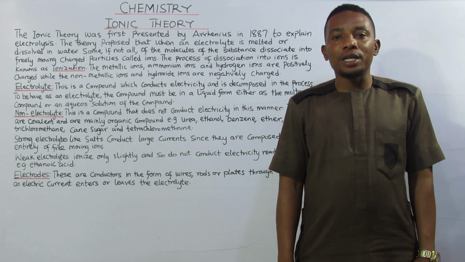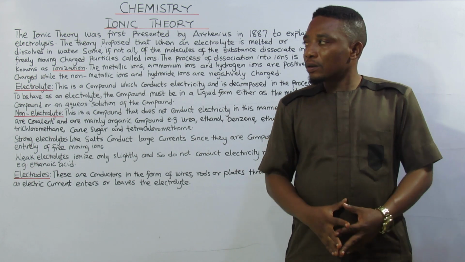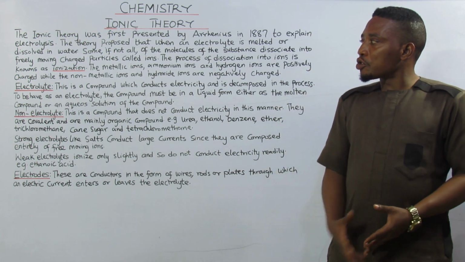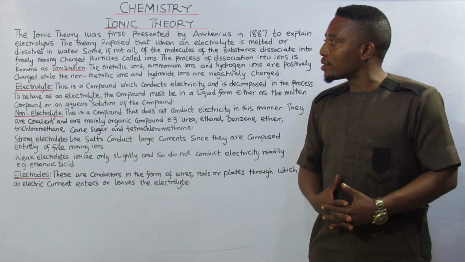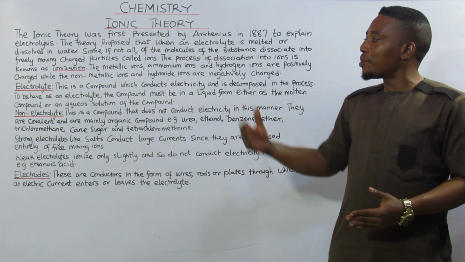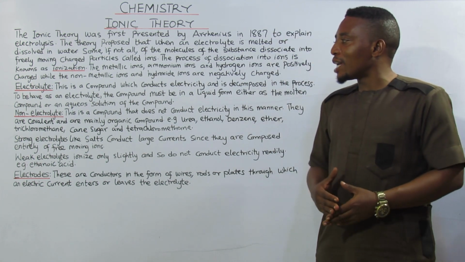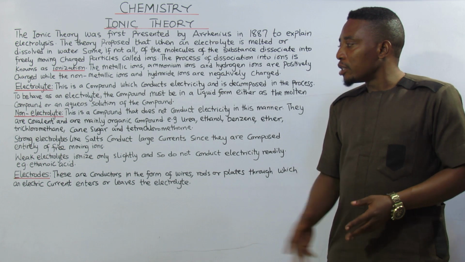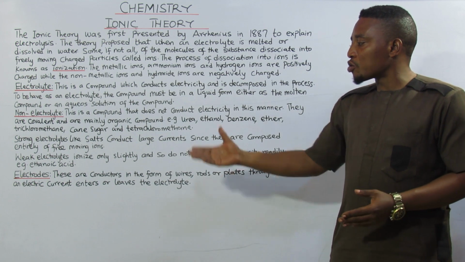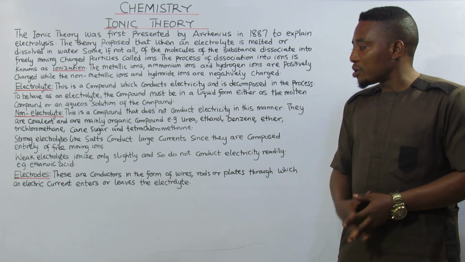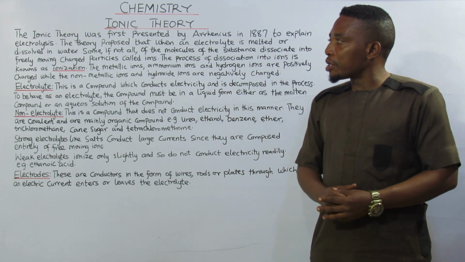In our chemistry today, we are looking at Ionic Theory. Objectives: at the end of the lesson, the student should be able to explain what Ionic Theory is, and also explain what an electrolyte is, and differentiate between electrolyte and non-electrolyte. The student should be able to define electrodes and also give two examples of electrodes. Today, we are looking at Ionic Theory.